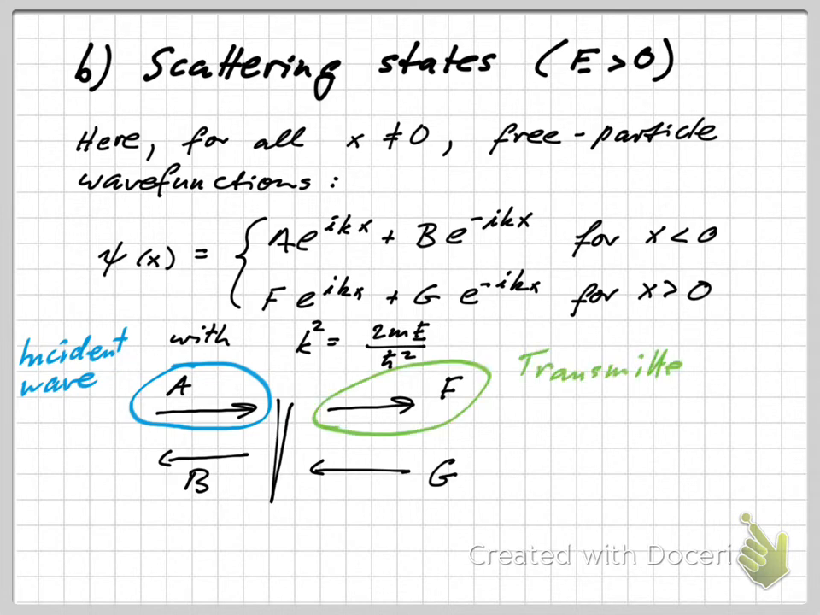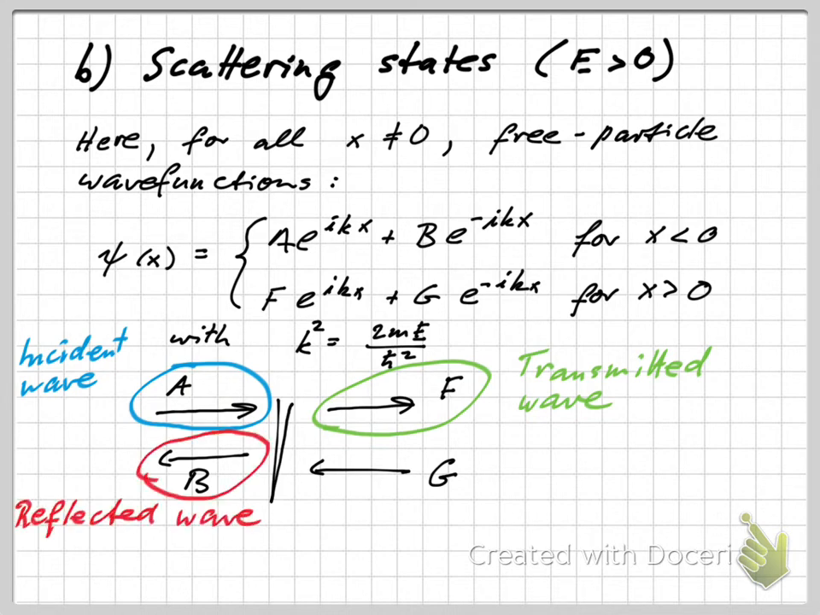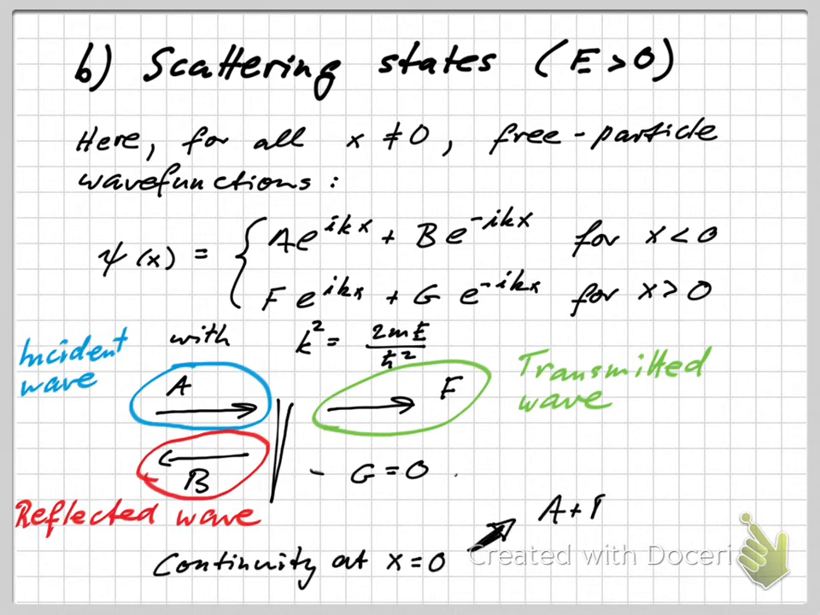This here is the transmitted wave, therefore, F e to the ikx. This would be the reflected wave, B times e to the minus ikx. And then G we're just going to set to 0 because we don't have an incident wave coming in from the right to meet the delta function, right? We just want to look at a case where we send in an incident wave from the left. So we're going to set that G to 0, and we get something like that.